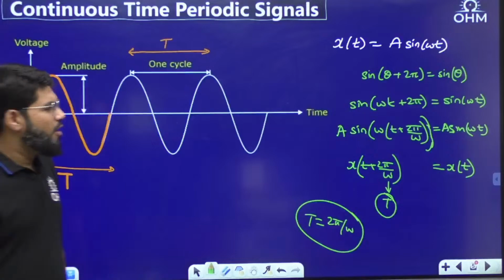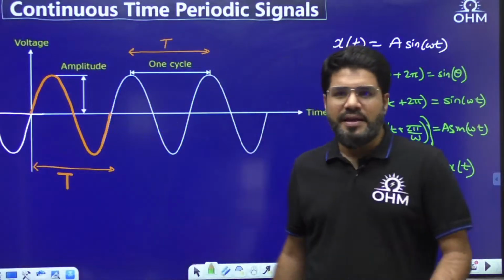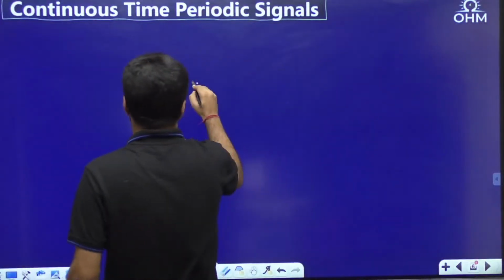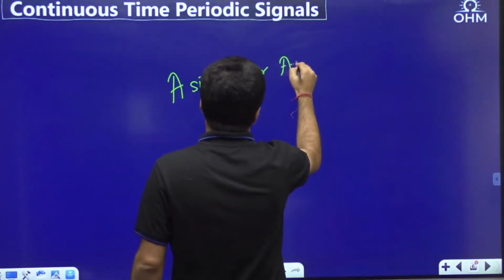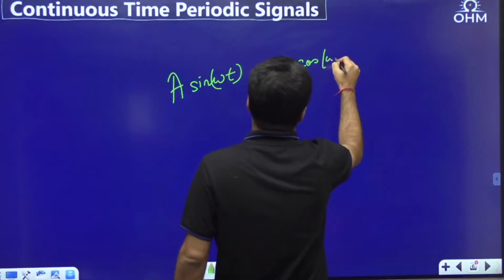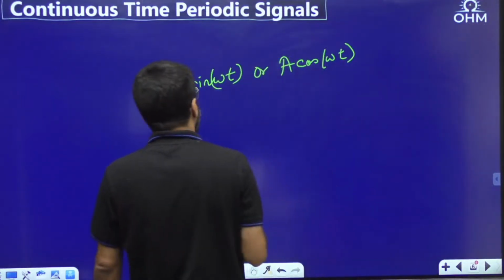Now for sinusoids you were all aware, but just to complete the notes, let me also write down that whenever you have any sinusoid, whether it is A sine omega t or A cos omega t, what's going to be the period?